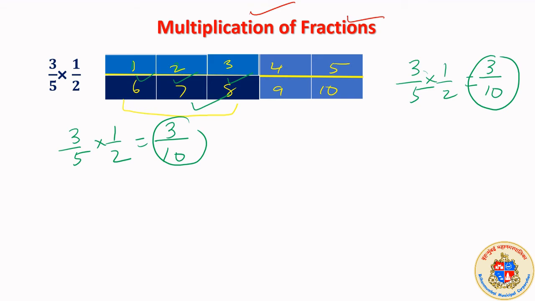Multiply numerator with numerator and write the product, and multiply denominator with denominator and write the product. Understood? Simply multiply. You are not bothered about what is denominator, what is numerator. For example, 3 upon 4 into 4 upon 2. You will simply multiply and write 3 4s are 12, 4 2s are 8. Simply multiply and write.